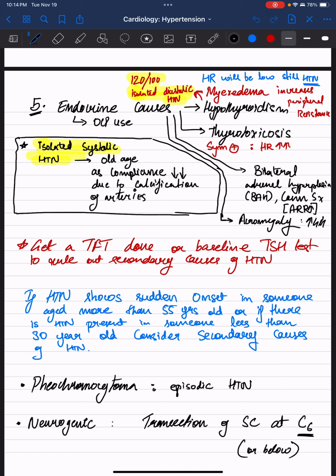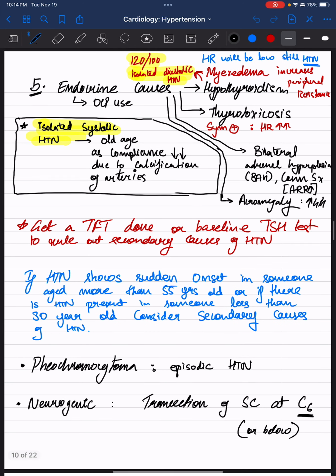So in hypothyroidism, there is isolated diastolic hypertension, and the heart rate will be low, but still the patient will be hypertensive in hypothyroidism, and it is only isolated diastolic hypertension. So the systolic will not increase, but the diastolic will increase. In thyrotoxicosis, the heart rate will be increased, really increased.